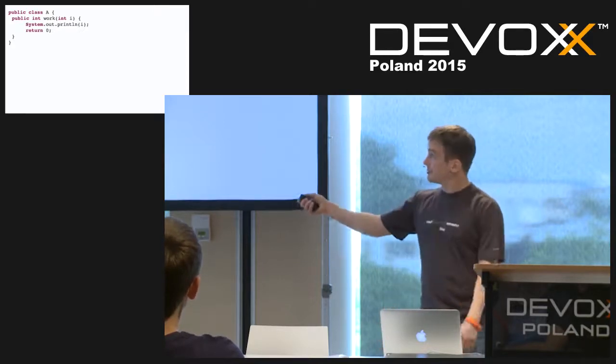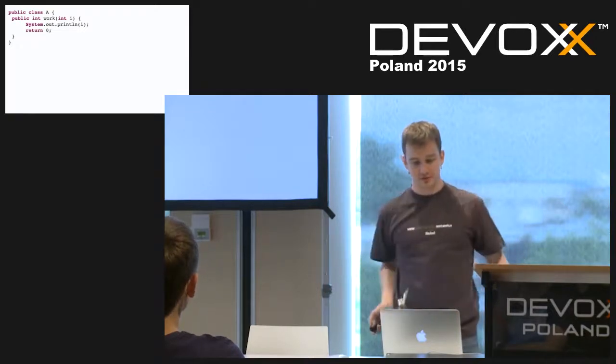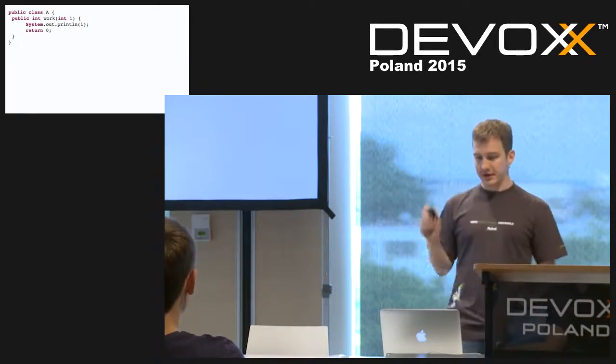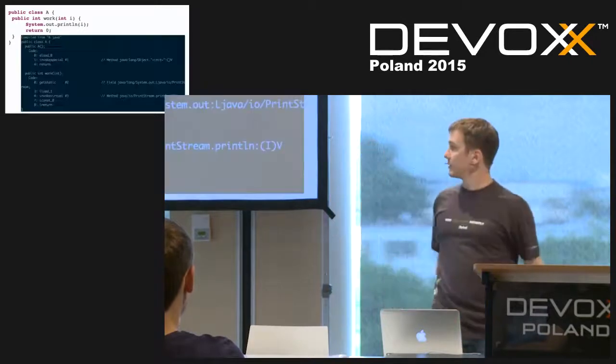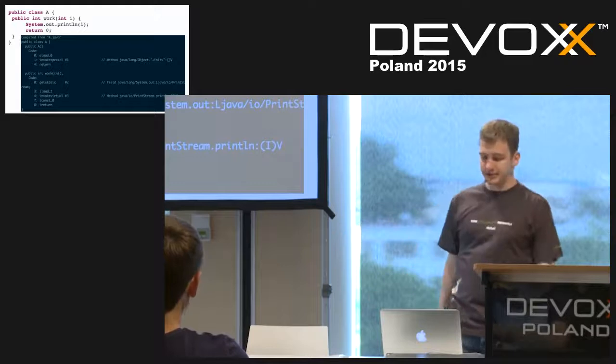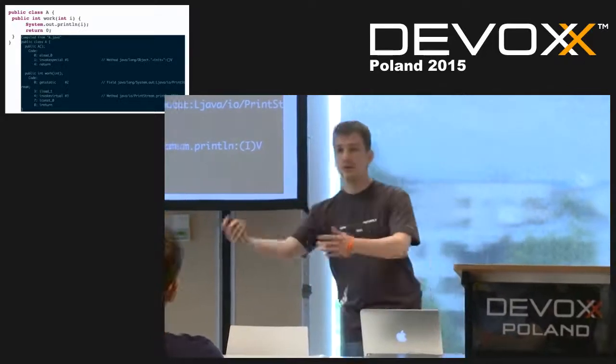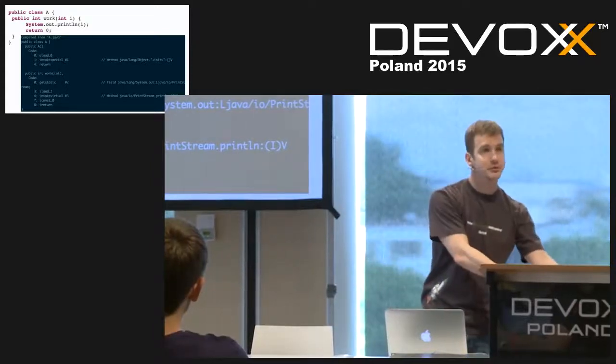Now let's call a method. This example will call a method called System.out.println and print this i variable. On the bytecode level, it looks a little bit more complicated. This is a perfect example of operating on the fields of the objects.